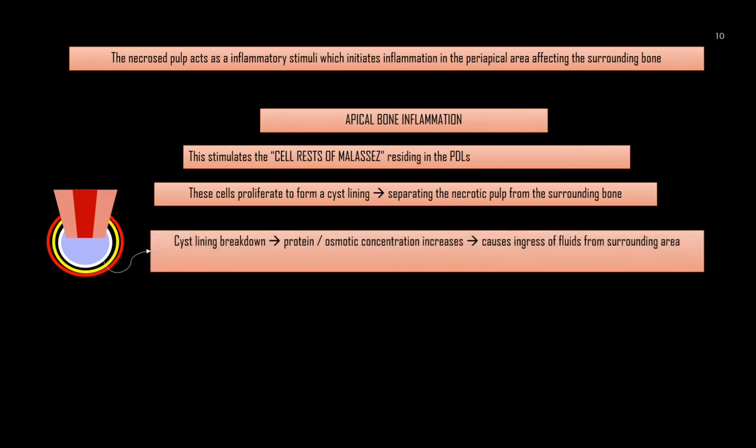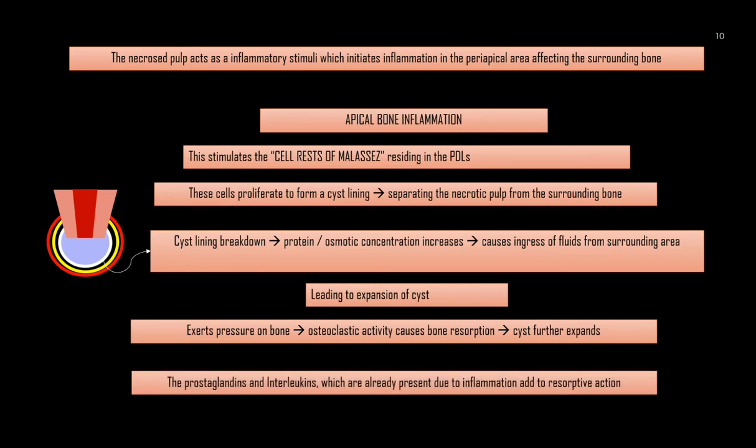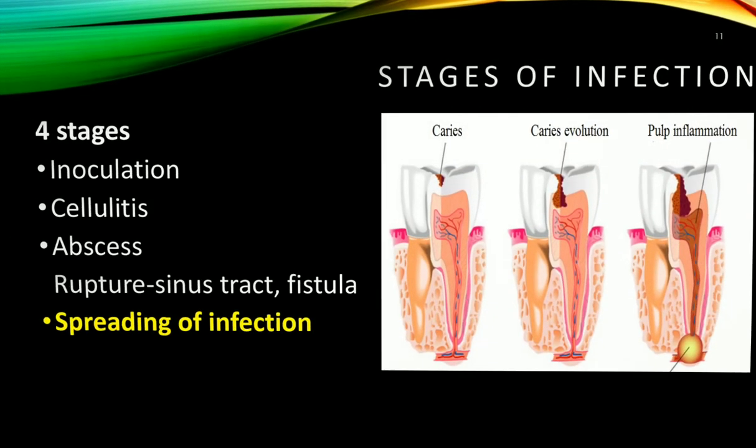The necrosed pulp creates an inflammatory response in the apical bone, and then stimulates the cell rests of Malassez, which can be irritated and cause a cyst-like lining. This might be a tooth and a pulp getting inflamed, and the cyst starts growing thicker and thicker. The inner part, because of lack of nutrition, starts necrotizing or dying, and the cells throw out protein, which increases the osmotic concentration, which imbibes a lot of water, leading to expansion of the cyst and exerting a lot of pressure on the bone, which causes resorption of the bone along with inflammatory cytokines.